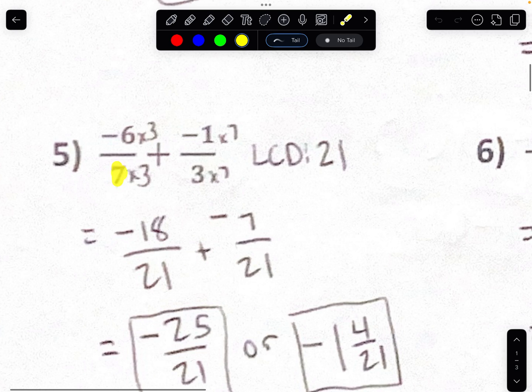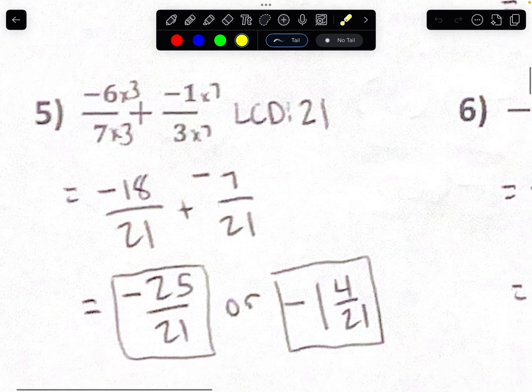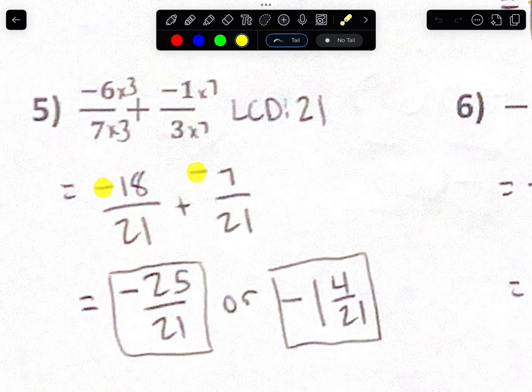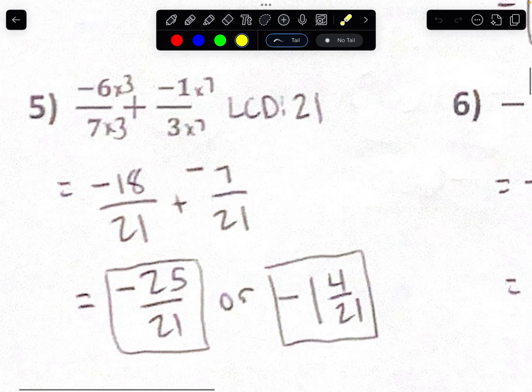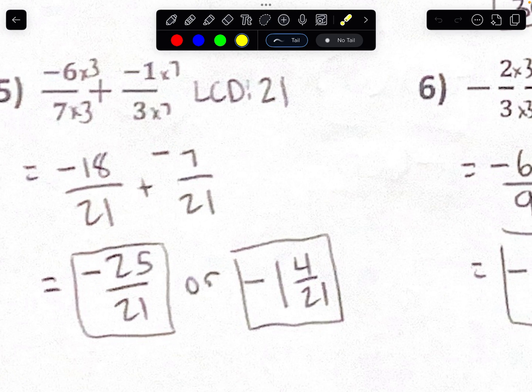So I don't have common denominators for number 5, so I need to use my LCD, which is 21. And then I would get negative 18 over 21 plus negative 7 over 21. Same signs, add and keep. So 18 plus 7 makes 25. Keep the sign. So negative 25 over 21 or negative 1 and 4/21.